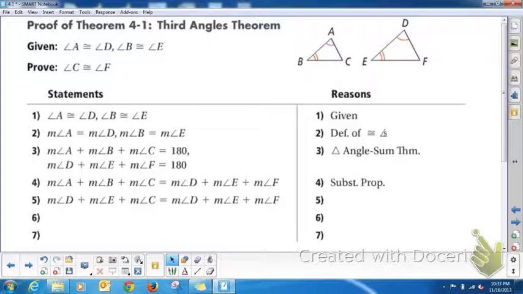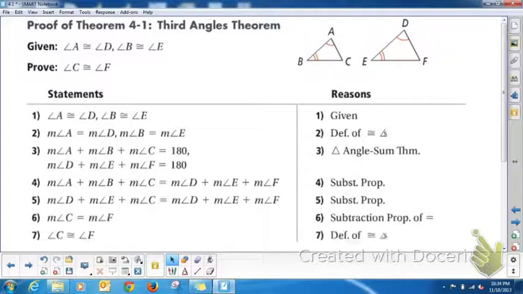We can then take out the A and the B and put the D and the E in its place using substitution property. If we take D and E away from both sides, then we'll have that the measure of angle C is equal to the measure of angle F, because we subtracted. And if those angles are equal, then they are congruent, because of the definition of congruent angles. We just proved the third angle theorem, so now we can use it.